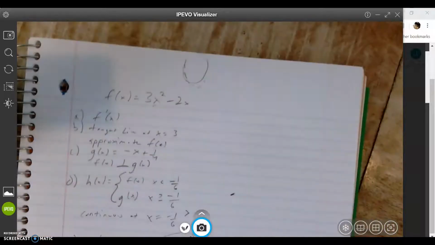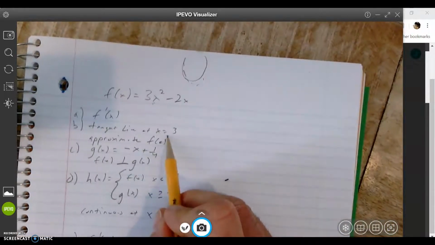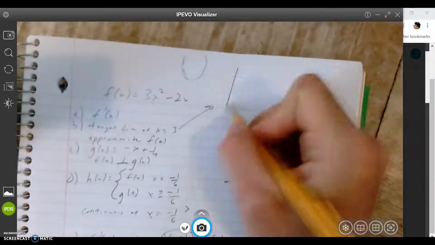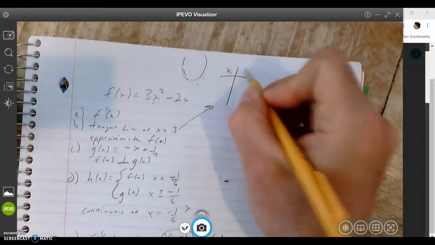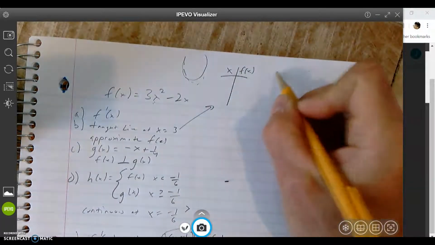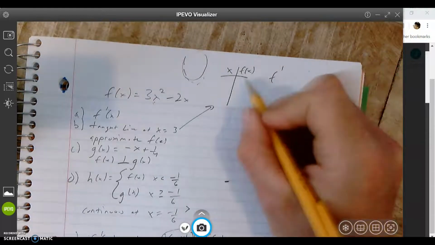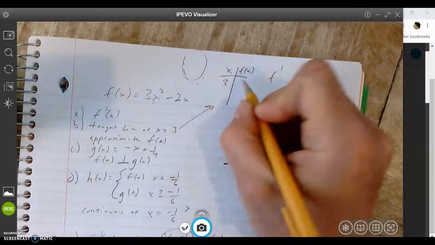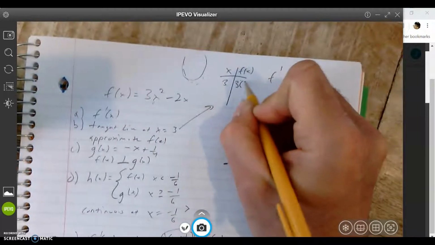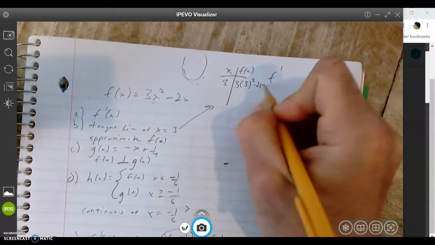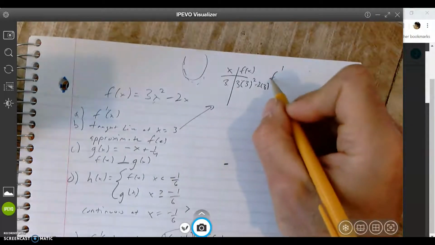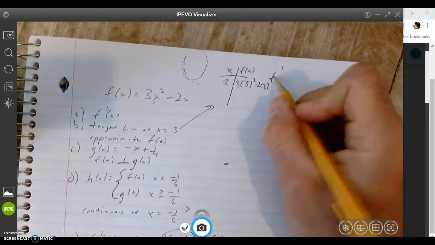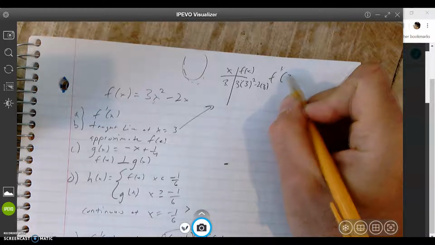Alright, so part B, I want the tangent line. So in a tangent line, what you need is you need the point, and you need the slope. So I need the point, so when x is 3, what is the y? Well, I'm just going to plug it in here. This is going to give me the y. And then I need the slope at that point, so I do f prime of 3.